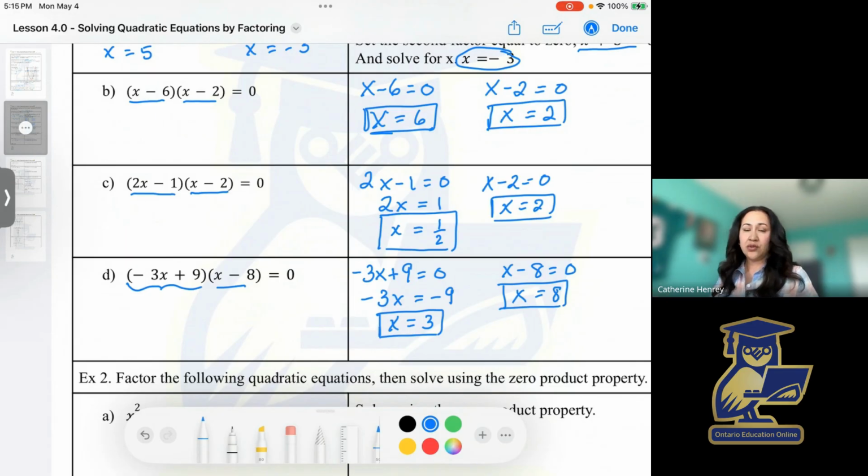So again, the zero product property allows us to take each factor separately and set it equal to 0 and solve for the solutions of the quadratic.